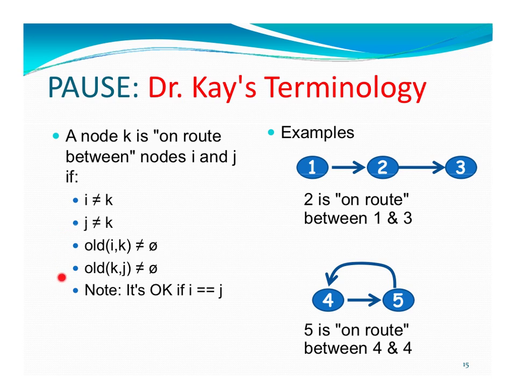So formally, here's how we say it. i isn't the same as k. j is not the same as k. The old transition from i to k isn't the empty set. In other words, there is some transition from i to k. There's some old transition from k to j. And the important thing to notice is it's okay if i and j match up.